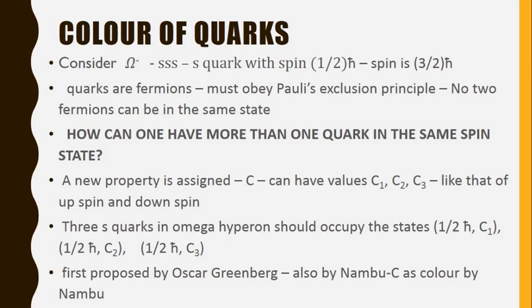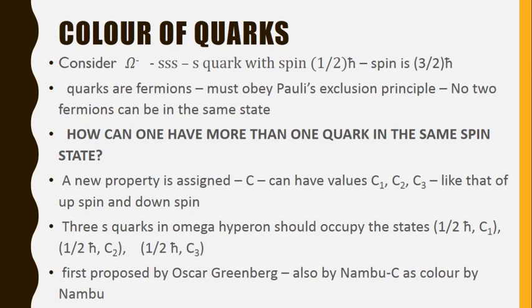Since the quarks have half integral spin, these quarks are called fermions. And fermions must obey Pauli's exclusion principle. We know that electrons are also fermions, and electrons obey Pauli's exclusion principle, isn't it? Similar to that, since quarks are fermions, quarks must obey Pauli's exclusion principle. That means no two fermions can be in the same state. So here omega minus has 3 s quarks, and each s quark has spin half h cut.